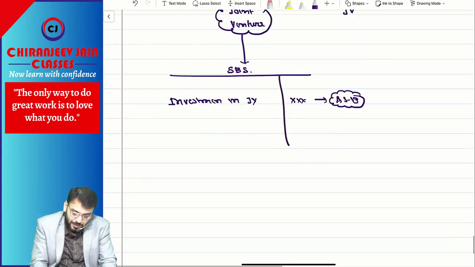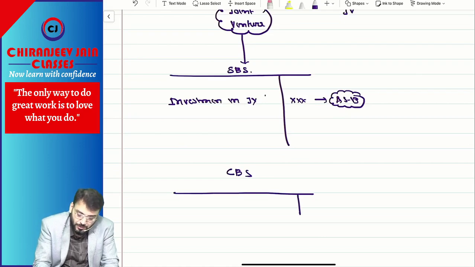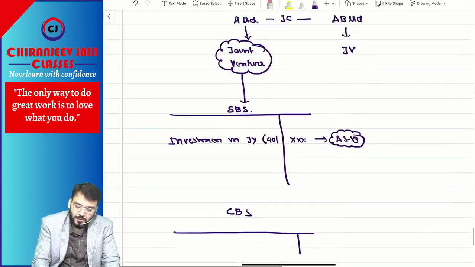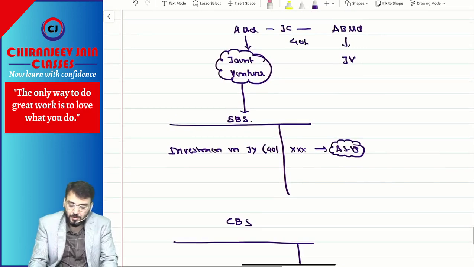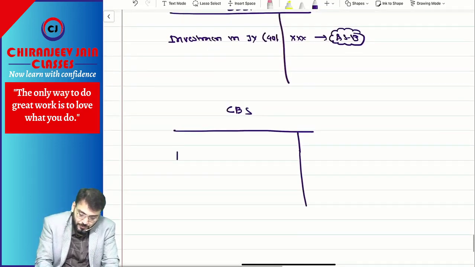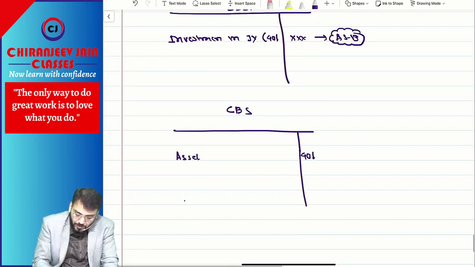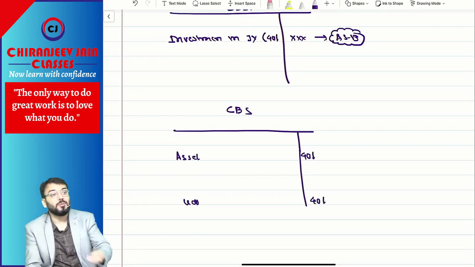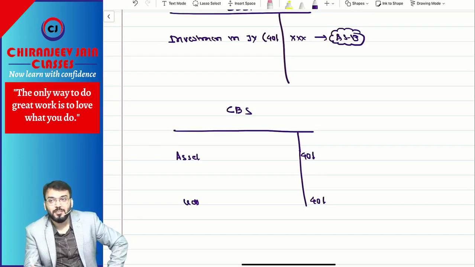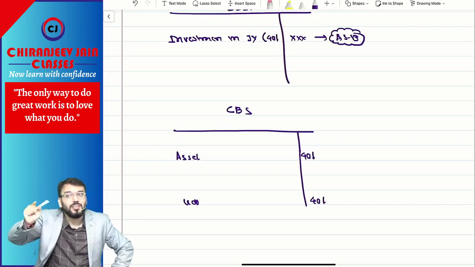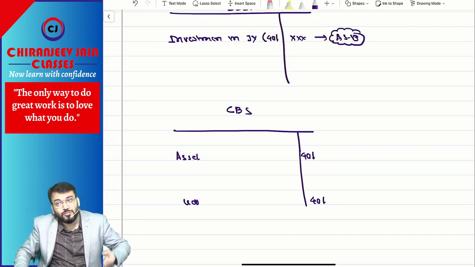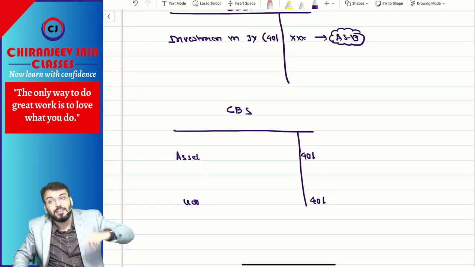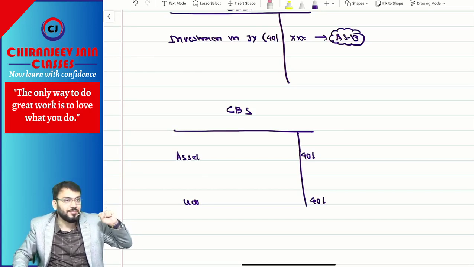But in the consolidated balance sheet, suppose they have made a 40% investment, so 40% of assets will come, 40% of liabilities will come. Understood? Means we'll do proportionate consolidation. For a subsidiary we do full consolidation. For a joint venture which is a jointly controlled entity, we'll do proportionate consolidation.